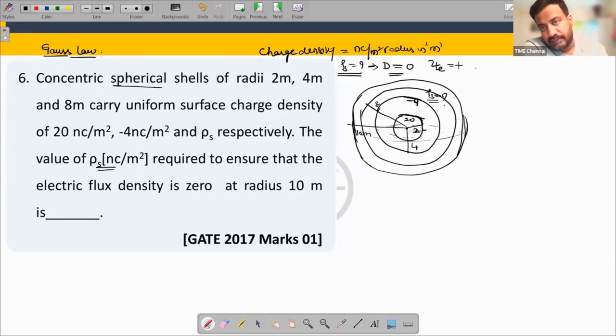Psi e is closed surface integral D dot dS. As D is 0, psi e is 0. From Gauss law, we know psi e is equal to charge enclosed. If D is 0, psi e will be 0. So charge enclosed will be 0.